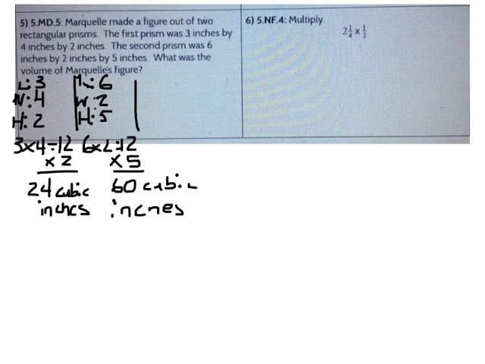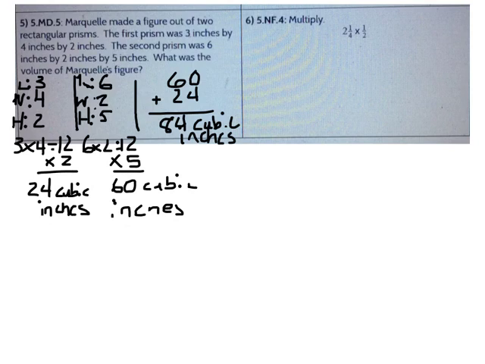Now, we can find the total volume by adding the volume of each piece. Remember, volume is additive. What's the total volume? Well, 60 plus 24 is 84 cubic inches.